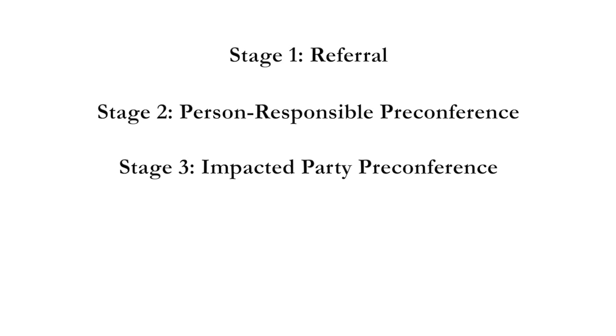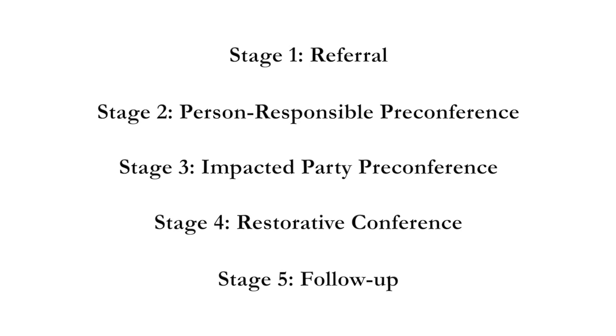The restorative conference process involves 5 stages designed to provide a safe space for impacted parties, those responsible, and community members to address difficult situations face-to-face in order to repair harm, promote healing and learning, and build community.